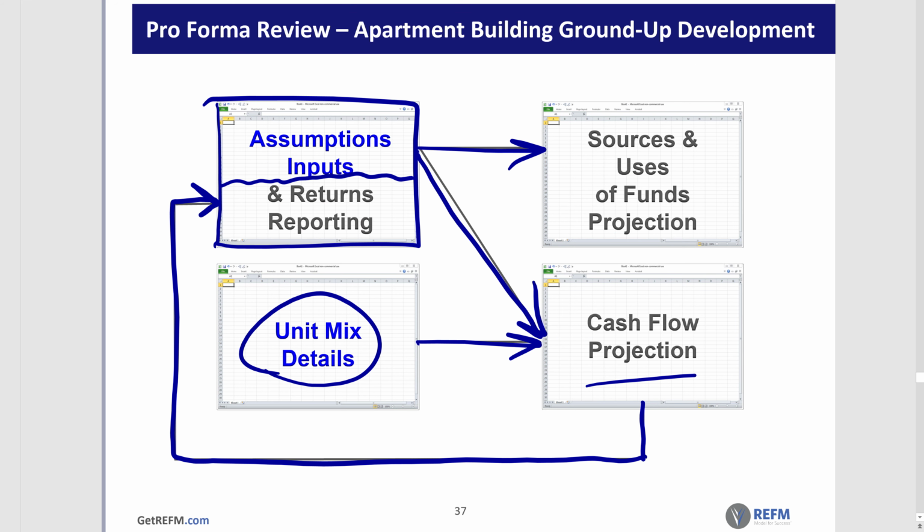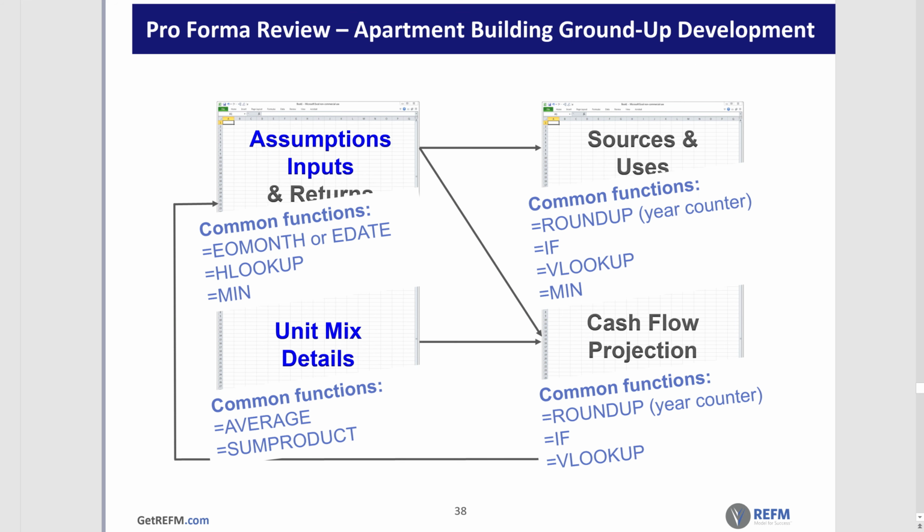As far as the types of formulas that you would typically see employed on these various tabs, we'll see formulas that include functions that relate to timing, such as EOMONTH and EDATE, which relate to solving for dates at which certain things are occurring. HLOOKUP, which is a function that will pull a particular value in a row based off of a timing criterion that's given. MIN, which would choose the smaller of 2 values, such as for the sizing of the permanent loan.